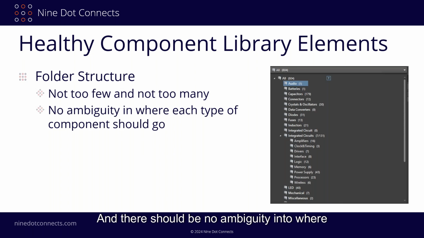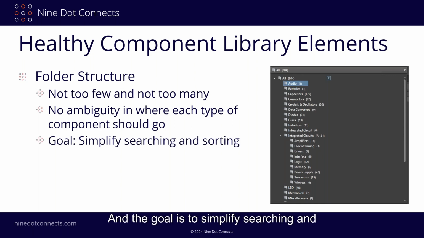And there should be no ambiguity as to where types of components should go. If I'm creating some sort of part that could be a driver or could be an interface device, I don't know which folder to put it in, and that can get confusing. And even worse, somebody might look for a driver, see that it doesn't exist, and so they go and request the part or build their own. They didn't realize it was in the interface folder. So creating this folder structure in a very methodical way is very important. And the goal is to simplify searching and sorting, of course. We want to be able to search these parts and sort them well.